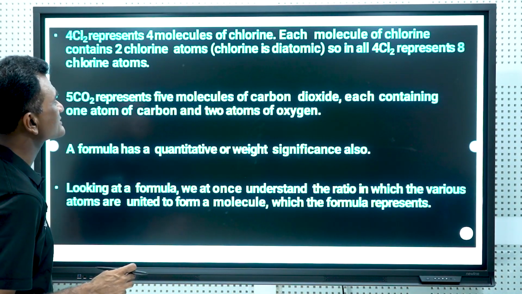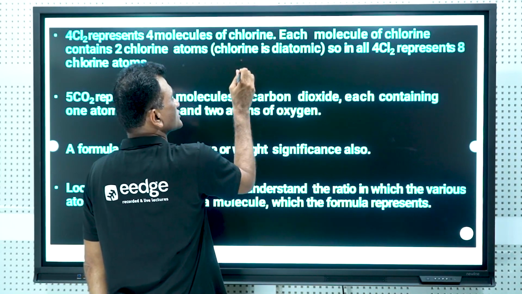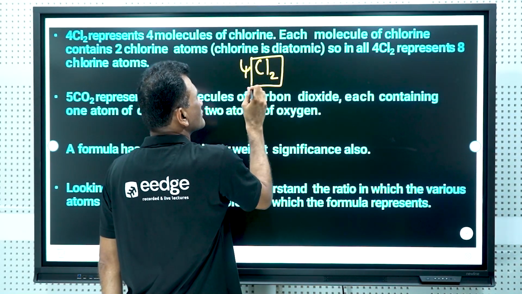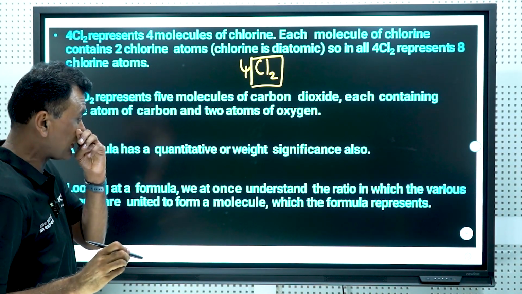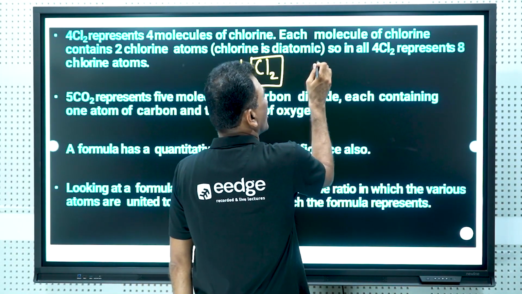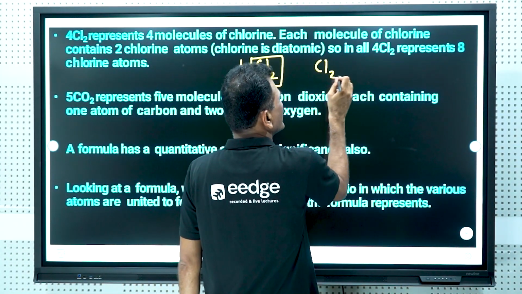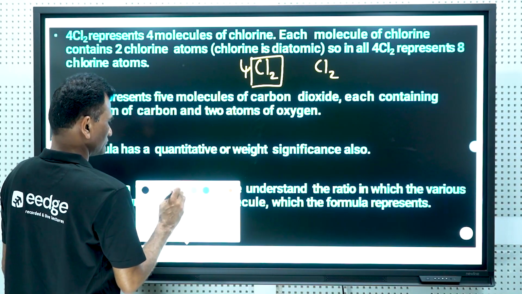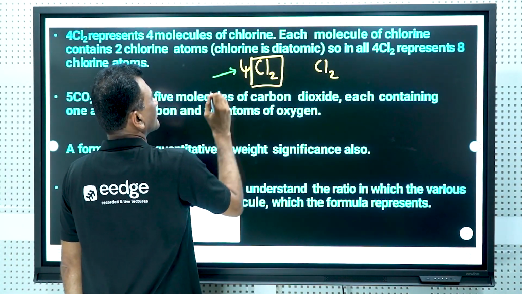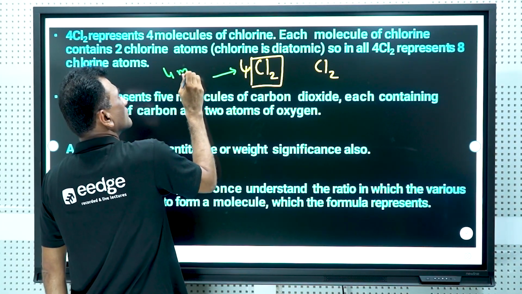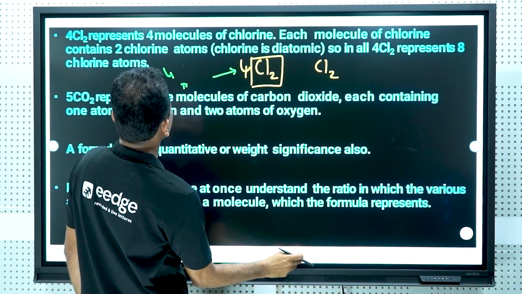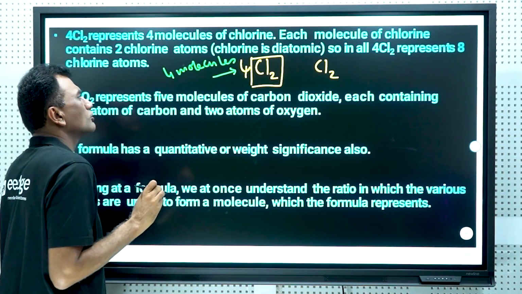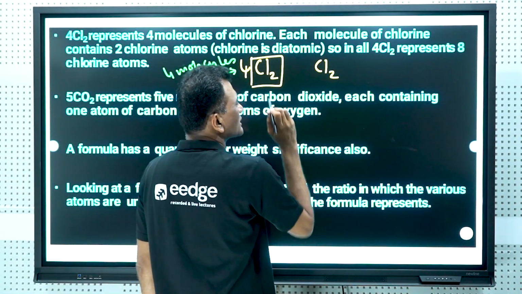So when we write 4Cl2, okay, if you see such things anywhere, 4Cl2, this Cl2 stands for the molecular formula of chlorine. The molecular formula of chlorine is Cl2. Cl is the symbol, it represents one atom. When we write 2, it stands for the molecule. So this 4 means 4 molecules. 4 molecules of chlorine, and each molecule contains 2 atoms.